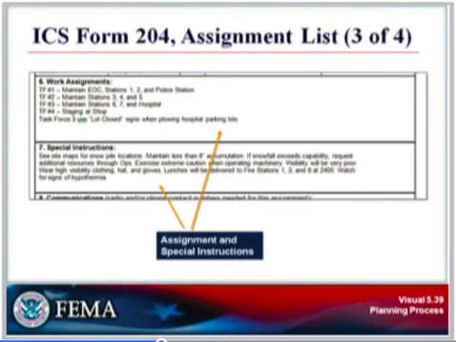The assignment list describes in detail the specific actions that the division or group will be taking in support of the overall incident objectives. Any special instructions will be included as well as the elements of the communications plan that apply to that division or group. It should also be noted that based off the size of the incident, sometimes individual strike teams or task forces get their own ICS 204s as well.